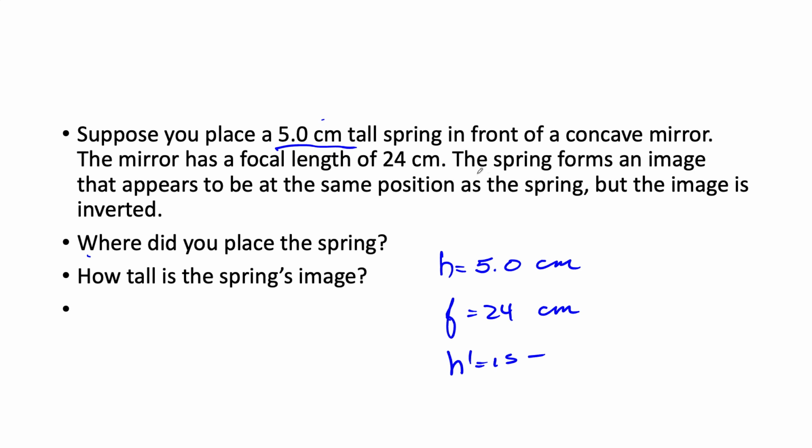And here's another piece of information: the spring forms an image that appears to be at the same position as the spring. So P is equal to Q. The value of P is equal to the value of Q. This is important because now we've got 4 pieces of information. We're going to go 1 over P plus 1 over Q is equal to 1 over F. F, remember, is 24 centimeters, and P is equal to Q.